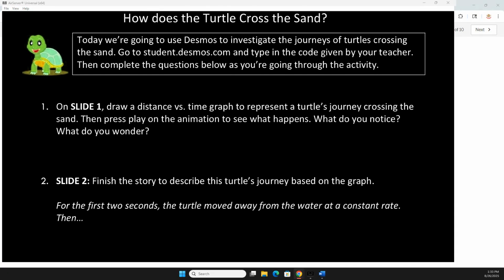What determines the speed the turtle moved? Right. So the steepness of the line or curve determines the speed. What determined the direction the turtle moved? That was if there was a positive slope or a negative slope, it determined the direction.